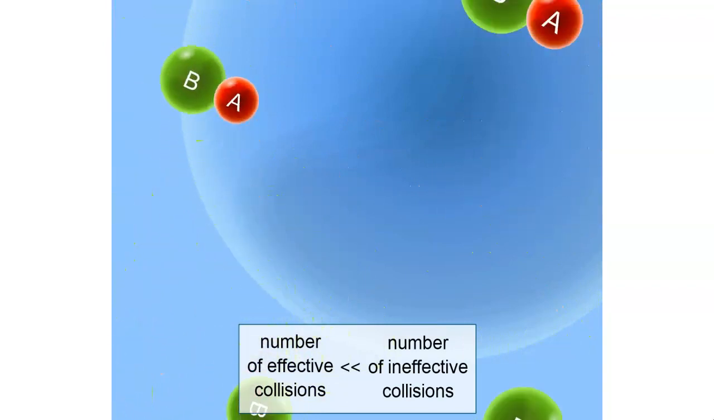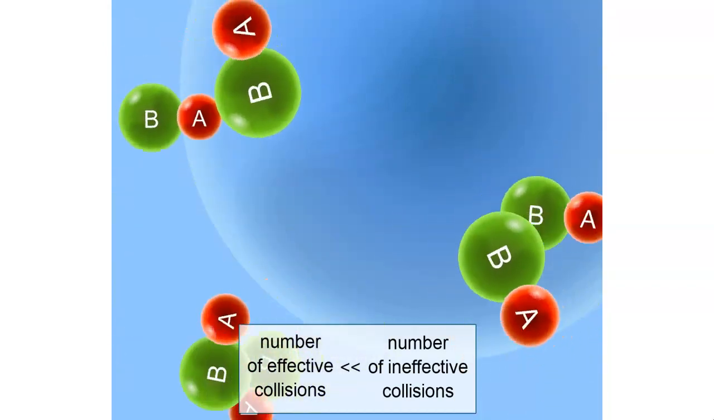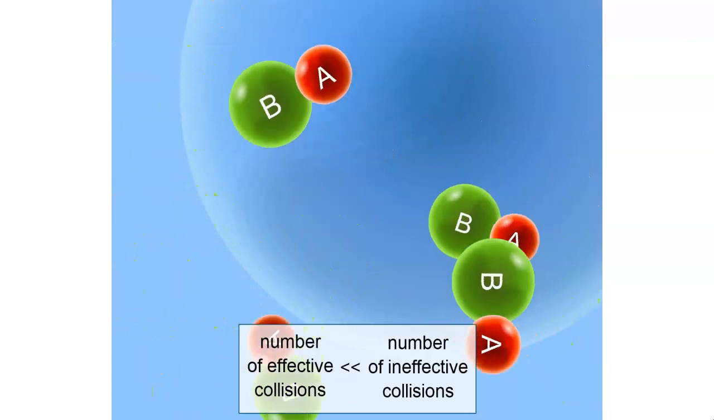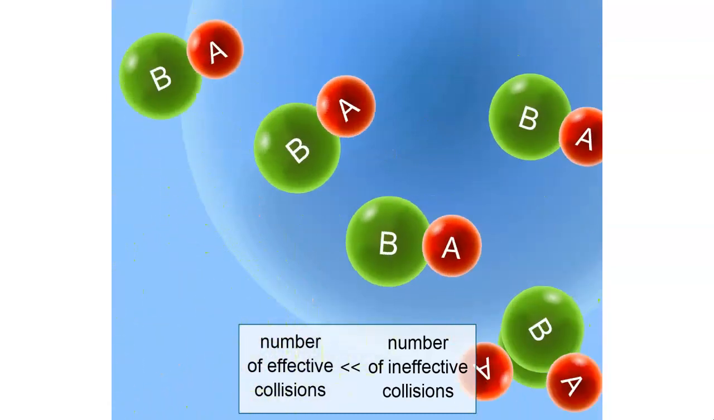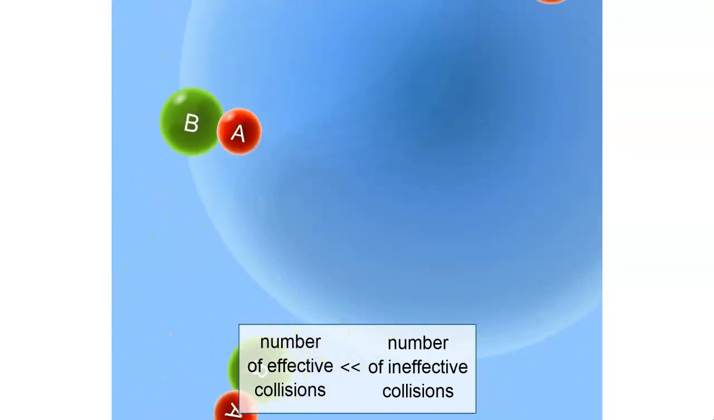This means that the probability of the correct orientation occurring is quite low. For this reason, most collisions are ineffective. That explains why many reactions are so slow. Still, it is amazing that some reactions are so fast.